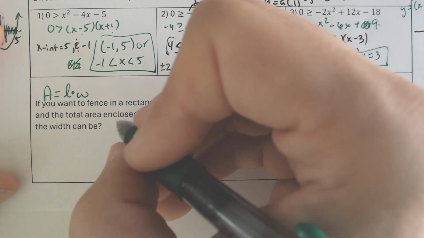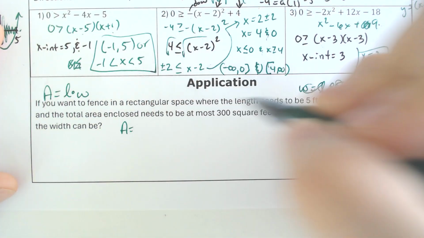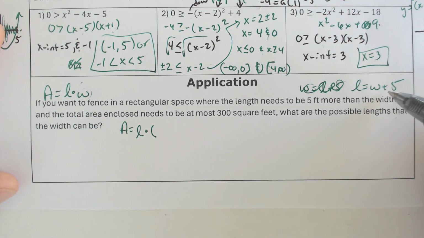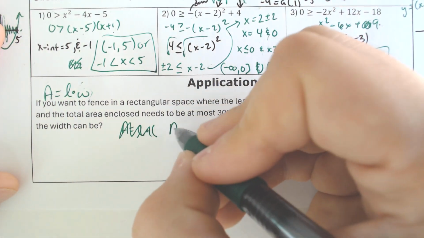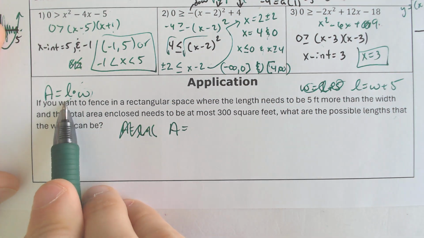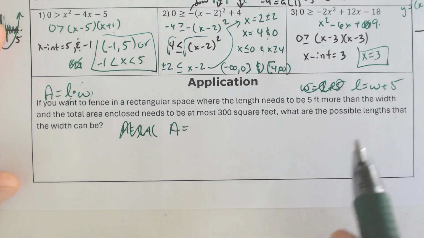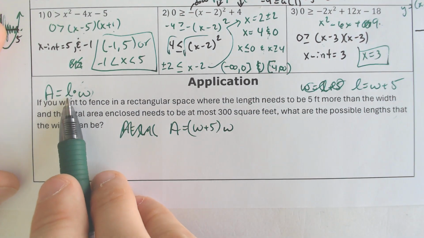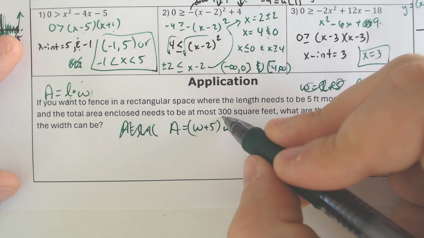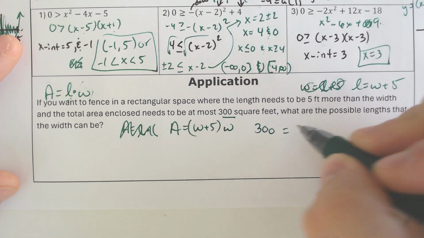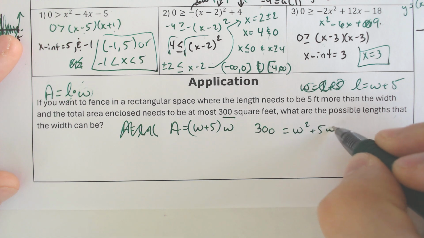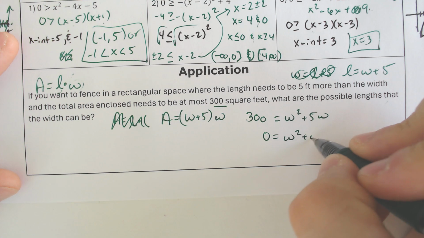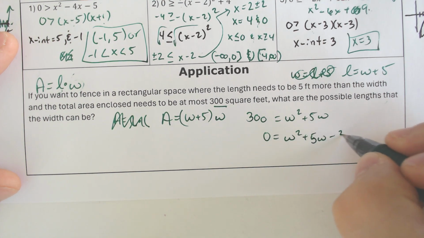So our area is equal to length times width. We're going to replace the length. See how the length is equal to w plus 5? We're going to replace that length with w plus 5, so w plus 5 times another w. That means the area, which is at most 300, would equal w squared plus 5w. Set it equal to 0. We get 0 equals w squared plus 5w minus 300.